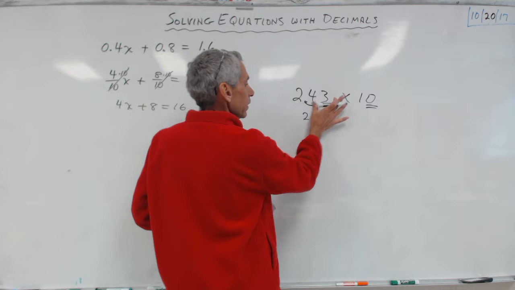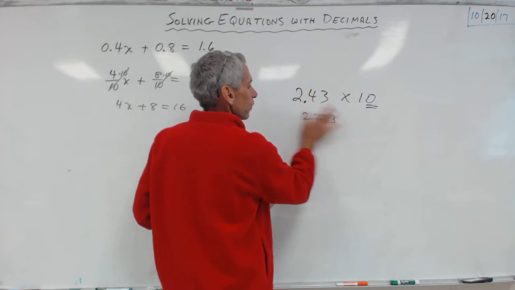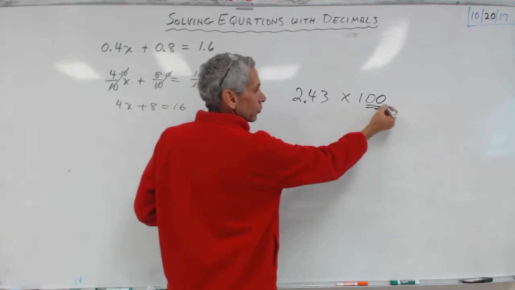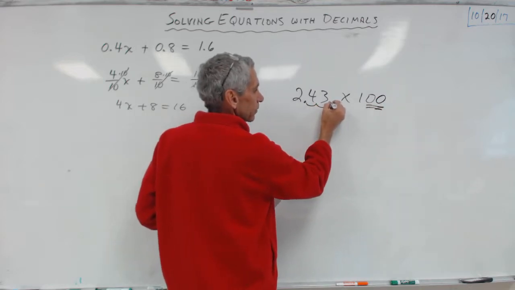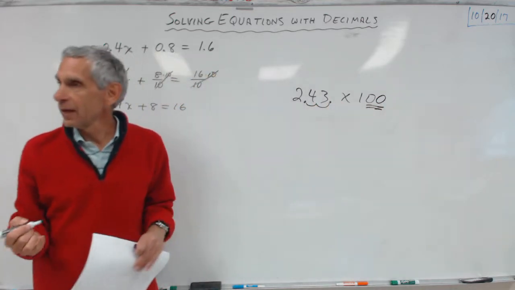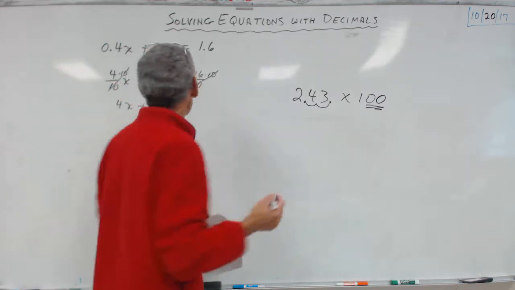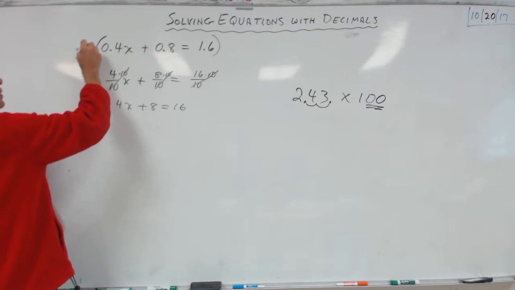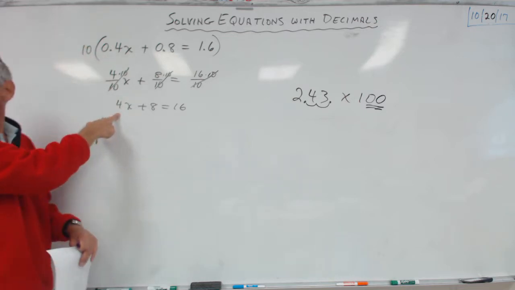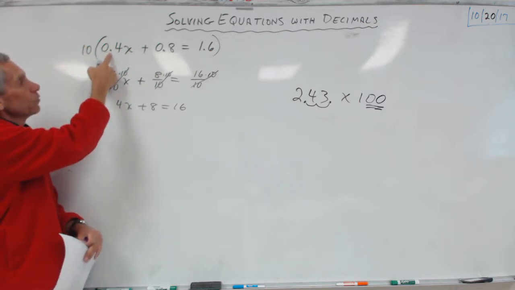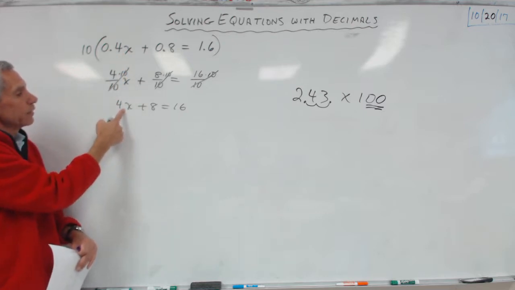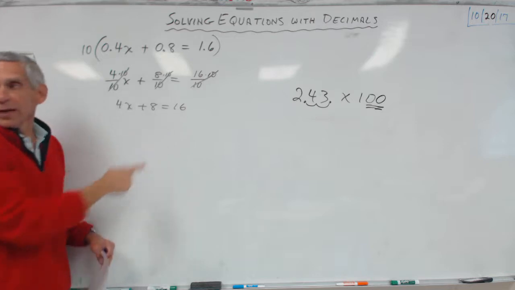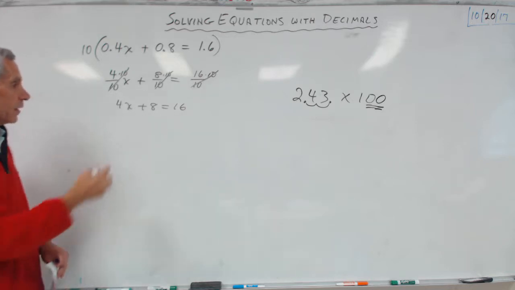What if I multiplied 2.43 times 100? There are 2 zeros, so I move it 2 places, 243. Does that make sense? You all get that? So immediately, by just doing this, I could write this. I just moved the decimal place over 1 to the right, decimal place over 1 to the right, decimal place over 1 to the right. And suddenly I have an easy problem.